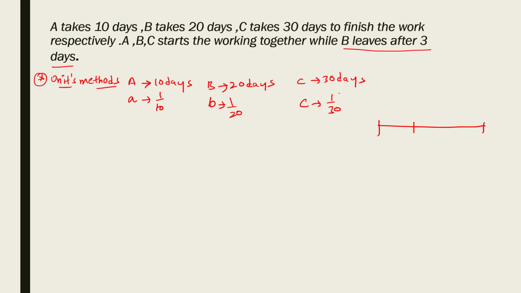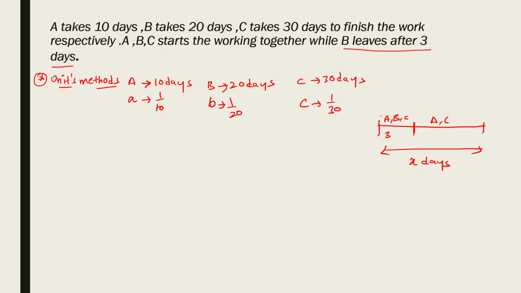What you have to do is, suppose the total work is done in X days. A, B, C are starting the work at the start line, but B leaves after 3 days. So until 3 days, A, B, C work together, and after 3 days, B leaves. So after 3 days, only A and C work. And the total time taken by all of them to finish the work is X days. So observe this figure very carefully.